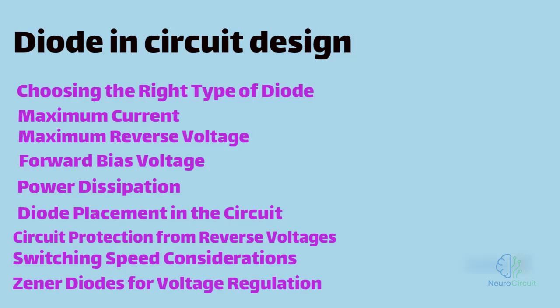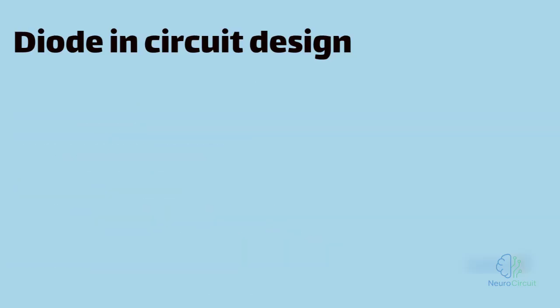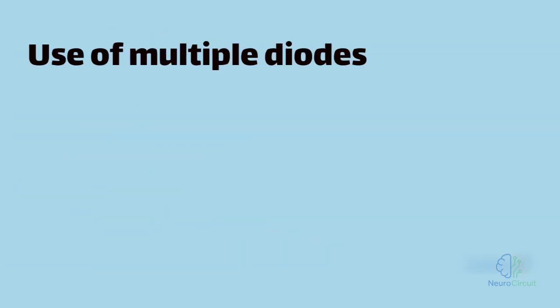Now we come to the conclusion that diodes are essential components in electronic circuit design, used for rectification, voltage regulation, and other applications. Using the right diode and considering the above factors will help ensure optimal circuit performance and prevent failure. Now, what happens when multiple diodes are used together, and what are the rules and guidelines?